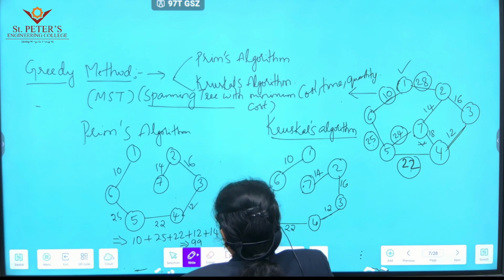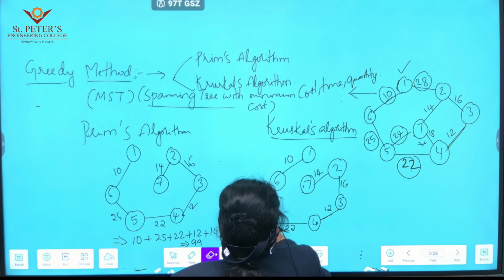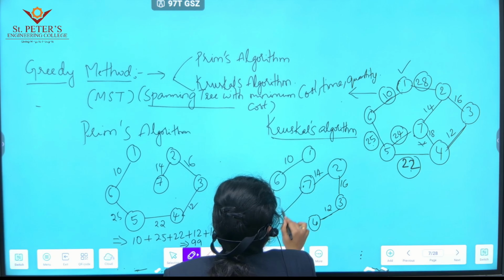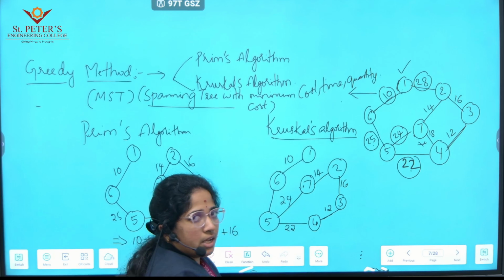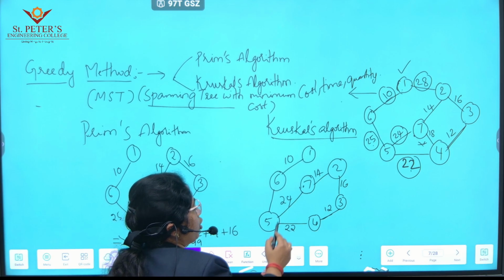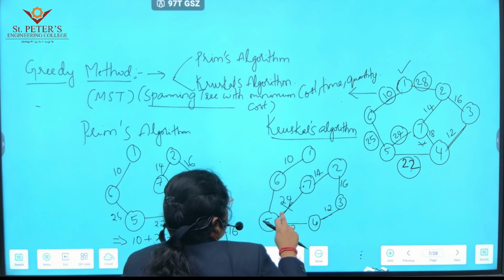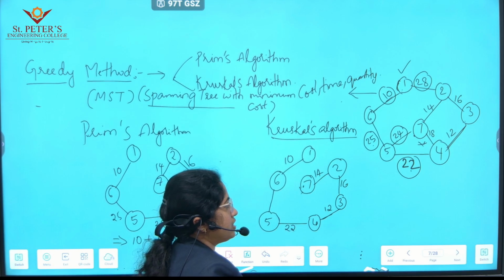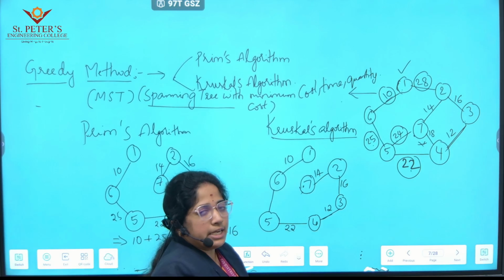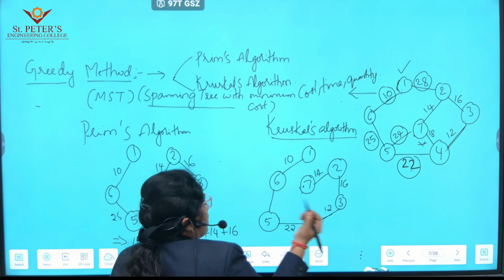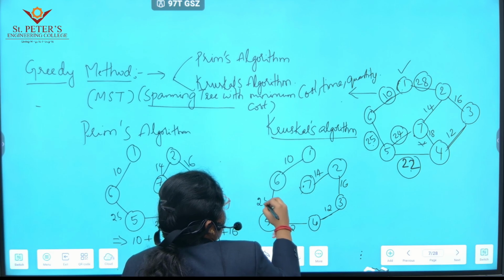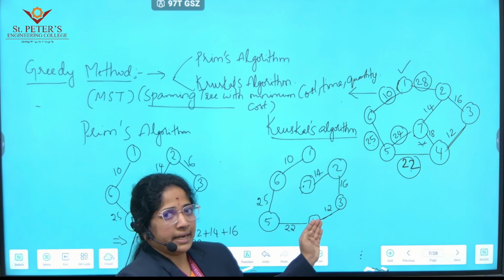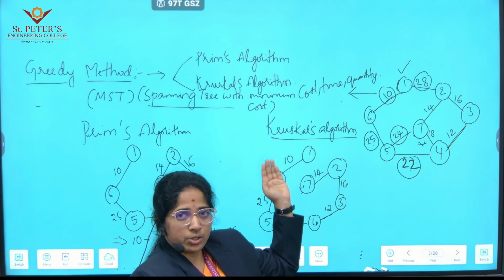Okay. So what we will do? If we are drawing 24, what is the condition? It should not form any loop, right? So we are ignoring this. When compared to 24 and 25, 24 is the least cost edge, but if we are considering that edge, it is forming a loop. So we will ignore that edge. So next one is 20. So this is the minimum cost spanning tree for this graph by using Kruskal's algorithm.